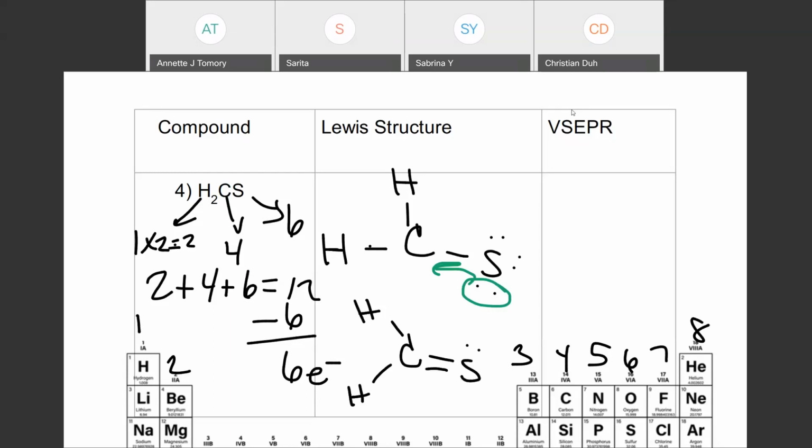Well, how am I supposed to know when I'm supposed to share it? Because you check for the octet. Well, how do you tell which elements you do it for? Like, boron, we didn't do it, but why? How do you know?